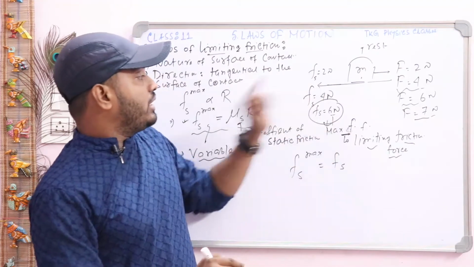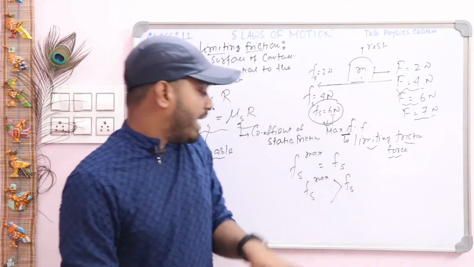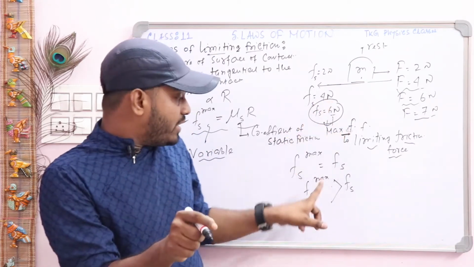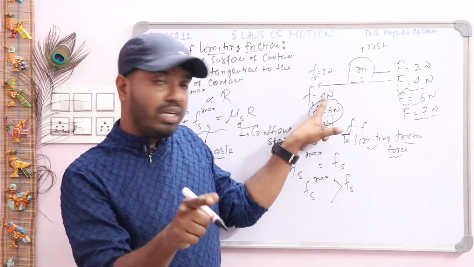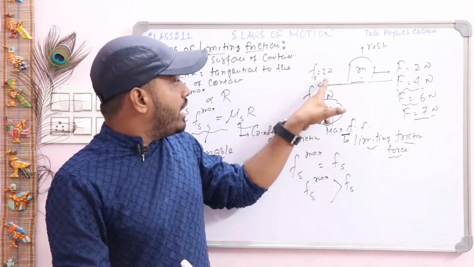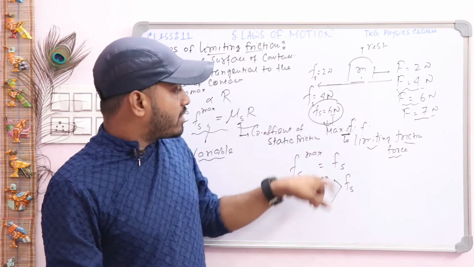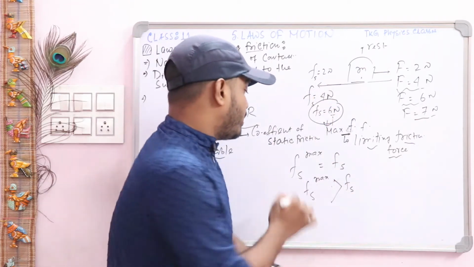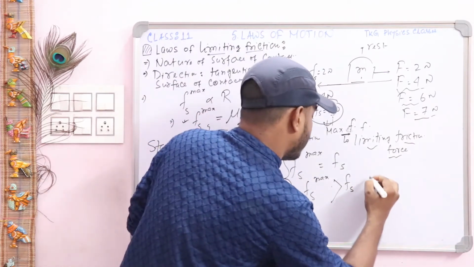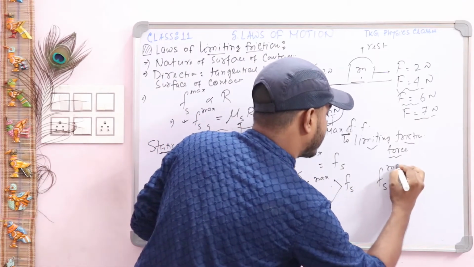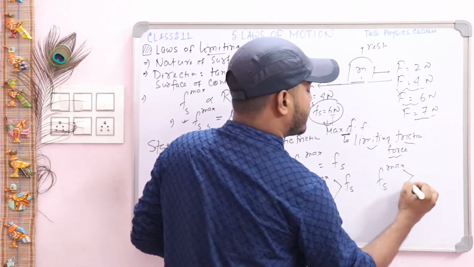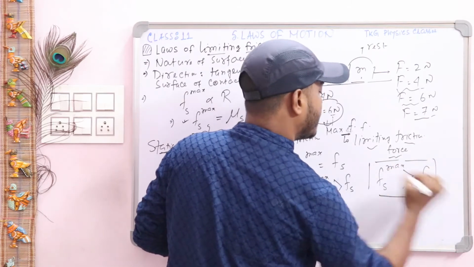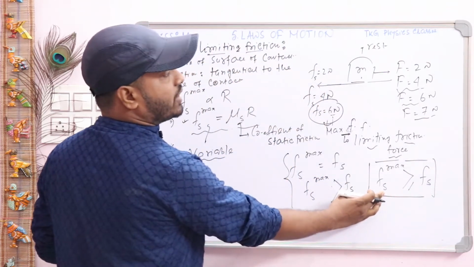And you see, Fs max is greater than Fs. 4 Newton is the value of Fs, but Fs max, which is 6 Newton, is more than 4 Newton. Similarly, Fs 2 Newton and Fs max 6 Newton; here 6 Newton is more than Fs, that is 2 Newton. So you just add these two equations, and you can write Fs max greater than or equal to Fs. So this is the relation between static friction and limiting friction.